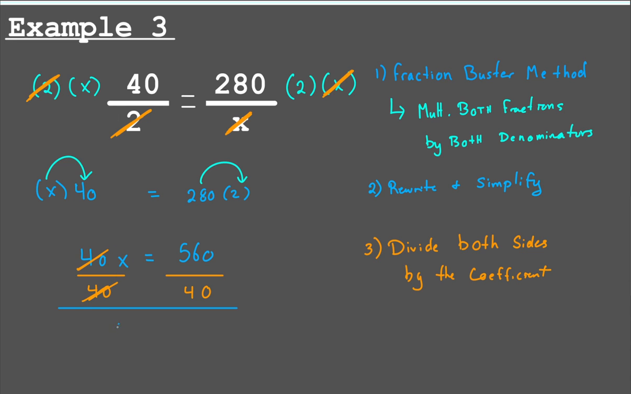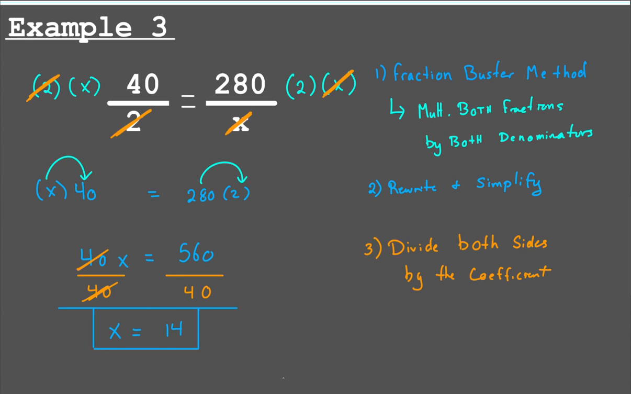And I'll end up with x equals, and then let's see, 560 divided by 40 is, well, 56 divided by 4 is 14. So there it is. The answer is 14. And if you don't believe me, use a calculator. And if I'm wrong, email me. But ladies and gentlemen, that's just another example of the fraction buster method.